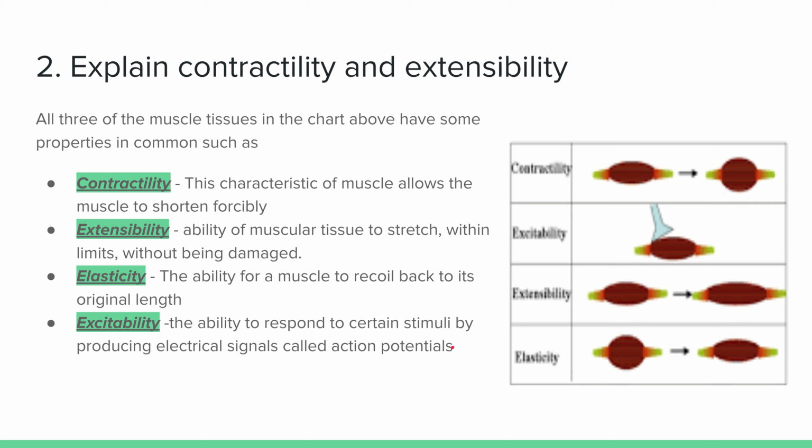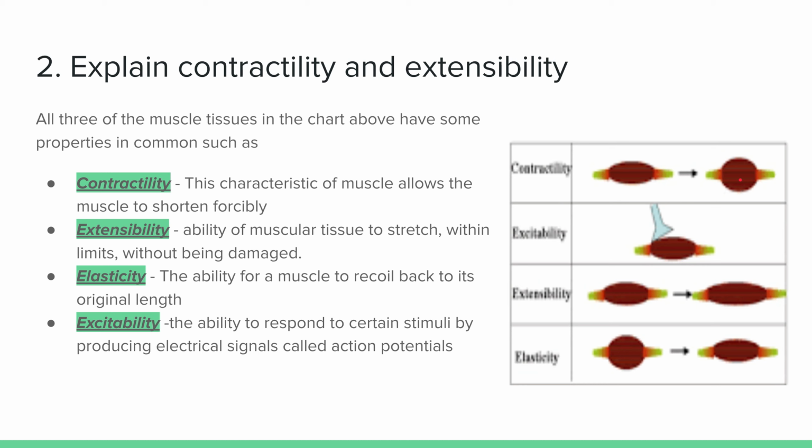So what are the characteristics of muscle? There are four characteristics of muscle which all of these have in common. First we have contractility. As you can see over here, I know it's a little blurry, guys, I'm really sorry about that, but you can see that it allows the muscle to shorten forcibly. First it's long, but the characteristic of that is so that it can shorten.